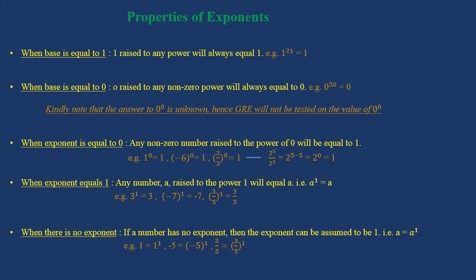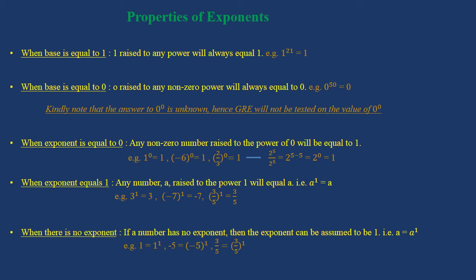Like other mathematical terms, the properties of exponents are also very important for your GRE. Kindly remember that GRE tests how well versed you are with the mathematical properties and laws. Now the first property of exponents says that when the base is equal to 1, which is 1 raised to any power will always equal 1, right? For example, 1 power 21 is equal to 1. 1 power 0 is also equal to 1, right?